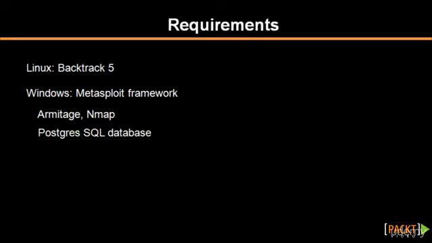Apart from this, we will also be requiring a database setup. Metasploit supports by default PostgreSQL database, which can be either installed separately or installed alongside the Metasploit framework download. Finally, it's highly recommended that you use the Backtrack 5 Linux-based operating system. The reason for this is that it already has the entire framework pre-installed, along with other required dependencies, as well as third-party tools like Armitage and nmap.